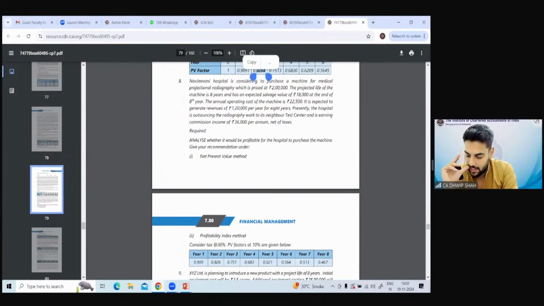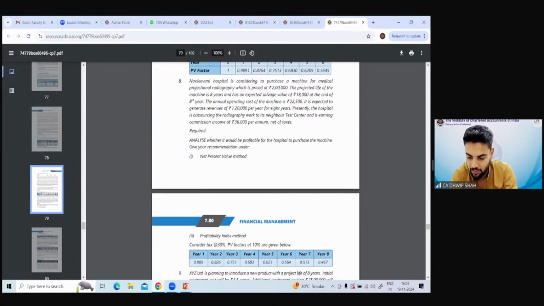Let's move to question 8 now, students. Jeevan Hospital is considering the purchase of a machine for medical radiography, which is priced at 2 lakh. So the machine cost is 2 lakh. The projected life of the machine is 8 years and the expected salvage value is, sorry, not 22, but 18,000 at the end of the 8th year. Operating cost of the machine annually is 22,500. It is expected that the machine will generate revenue of 1,20,000 per year for 8 years.